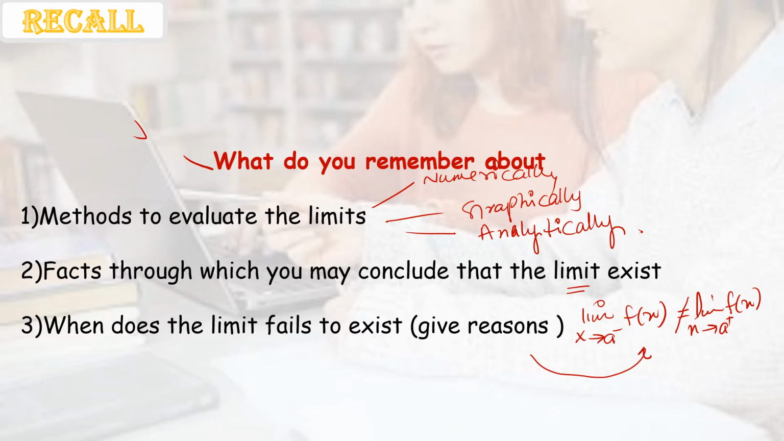Now, the limit will fail to exist. It means there are three different kinds of discontinuities. Number one, jump discontinuity. Number two, infinite discontinuity or unbounded behavior. And the third one is oscillating behavior.